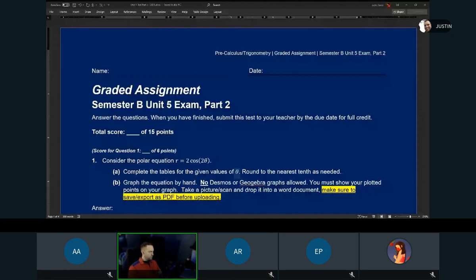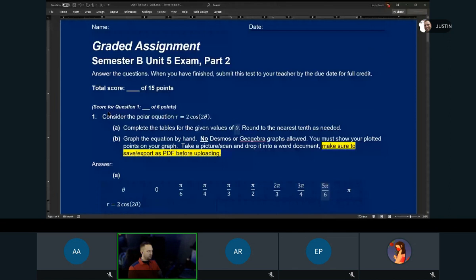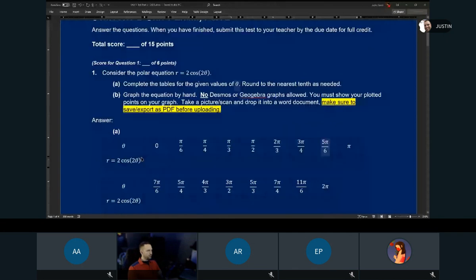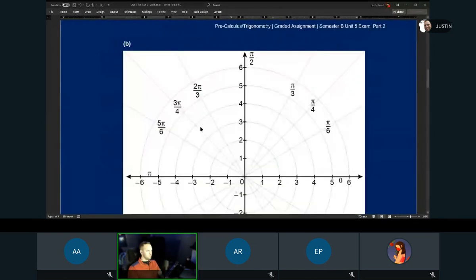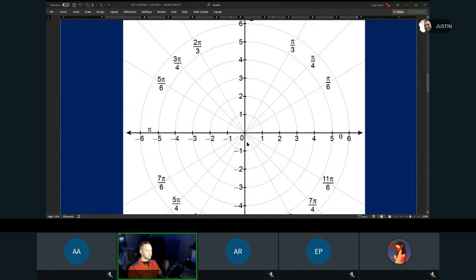All right. So your first one, you're given this equation here. You're going to have to fill in this table of all of these points. And then once you fill it in, just like on the bell work, you're going to have to graph it on the polar graph by hand. Do not use Desmos or GeoGebra. If you turn in a digital graph, I'm not giving credit for it. I want to see you plot the points, and I want to see all the points plotted. And then you obviously connect these points to do a graph. You can sure use Desmos or GeoGebra to check your answer, but I want to see your hand graph.